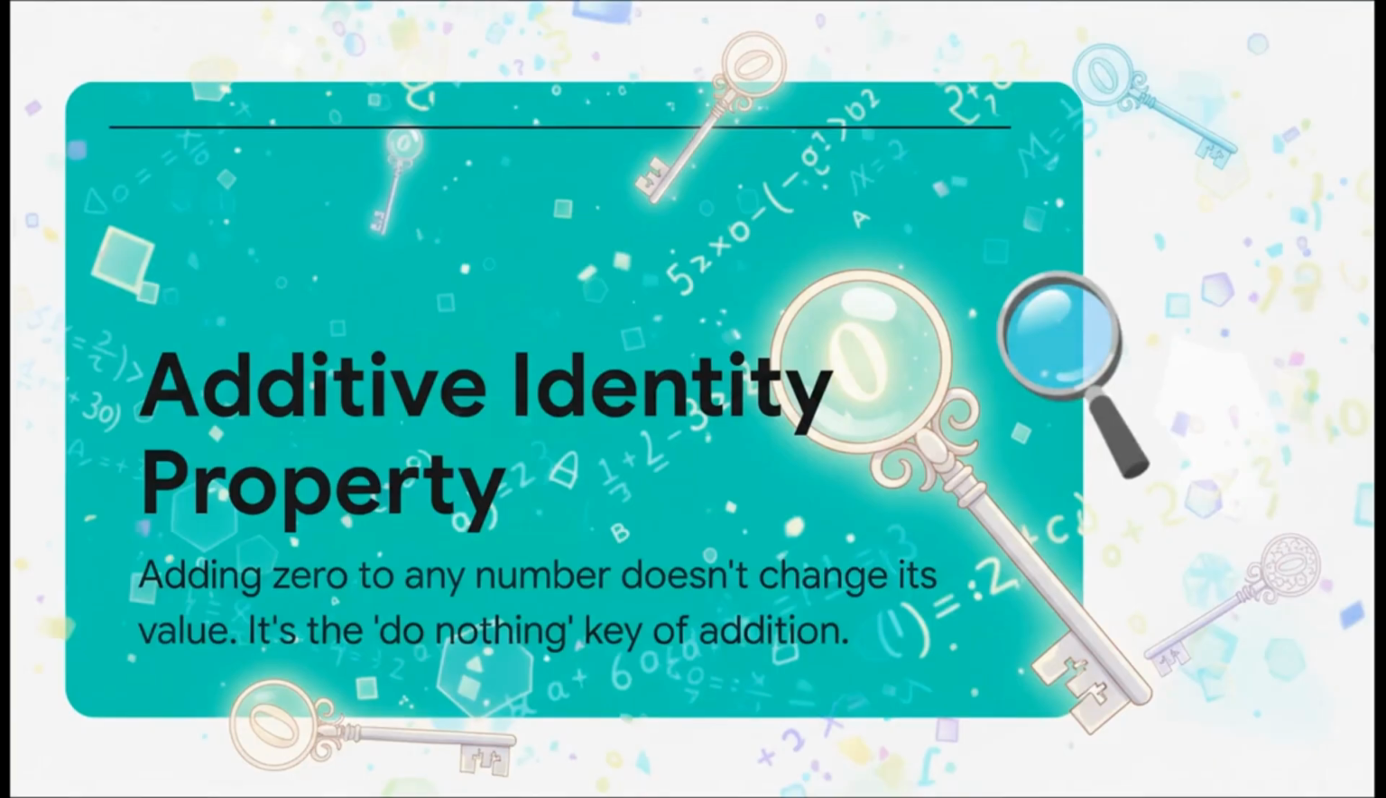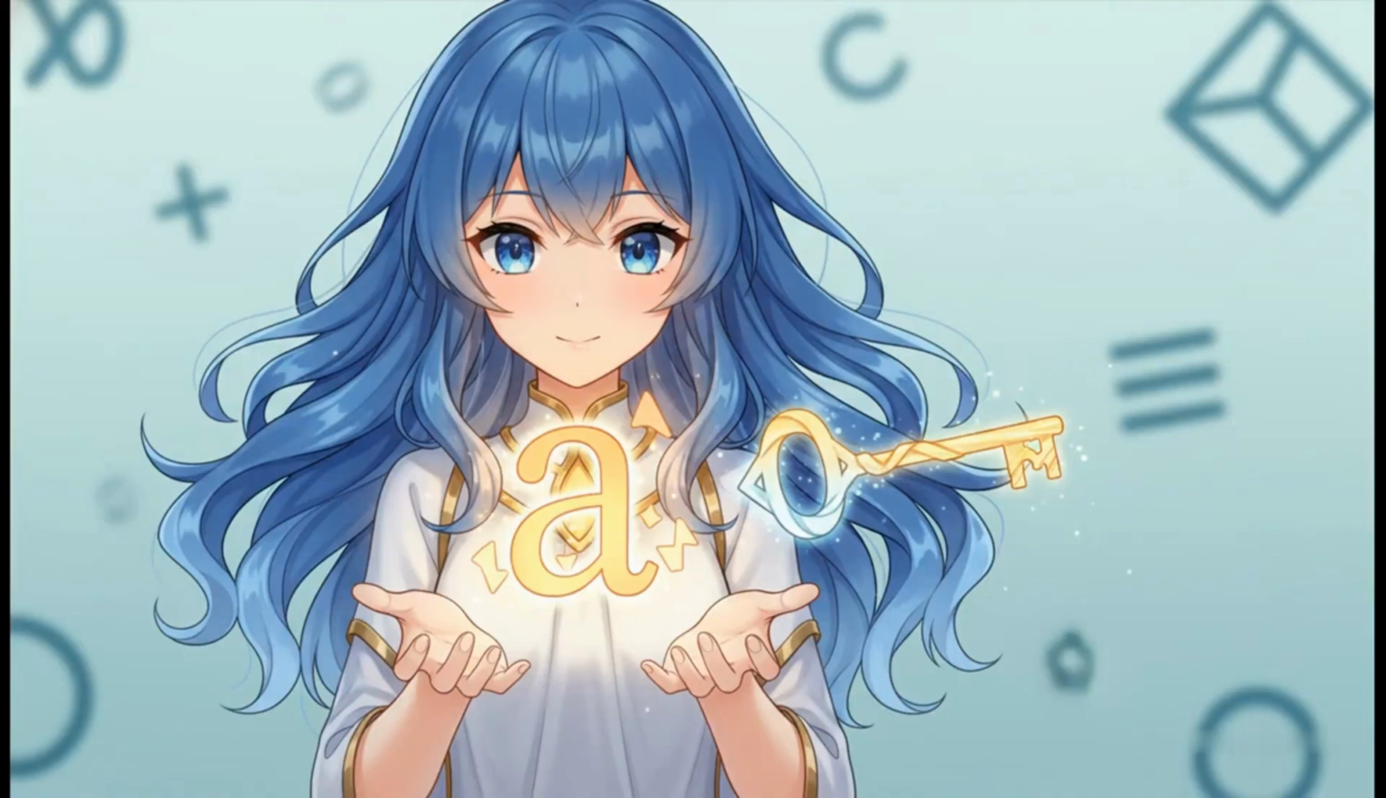All it says is if you add 0 to any number, that number stays exactly the same. It keeps its identity. It's like a key that turns the lock but leaves the door just as it was. So the rule is as simple as it gets. For any number, we'll just call it a for now, a plus 0 is always going to be a. It looks almost too simple, right? But trust me, this little rule is a workhorse.